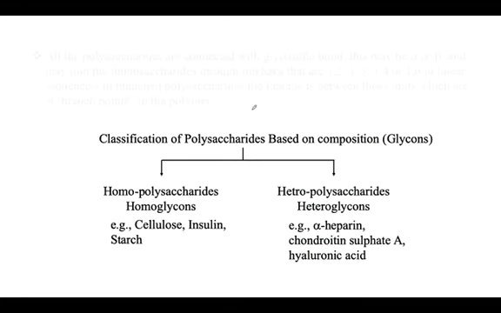Now, based on this composition, we say that polymers, also known as polysaccharides, are known as glycans. Based on the composition, there are two types of polysaccharides: homopolysaccharides and heteropolysaccharides. Homopolysaccharides are also known as homoglycans, and examples are cellulose, inulin, and starch.